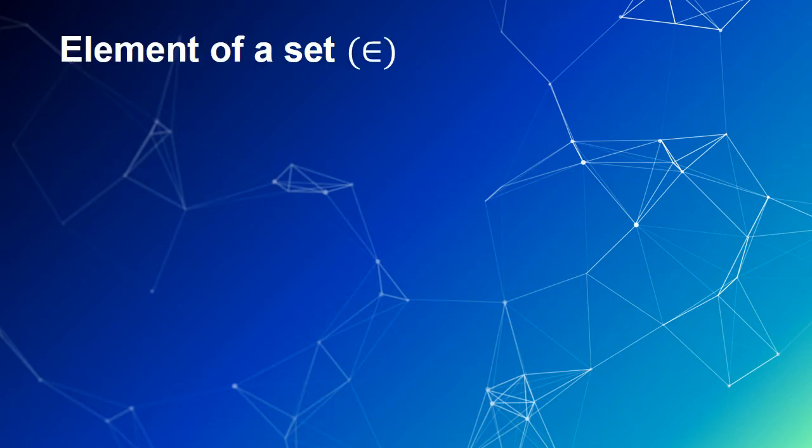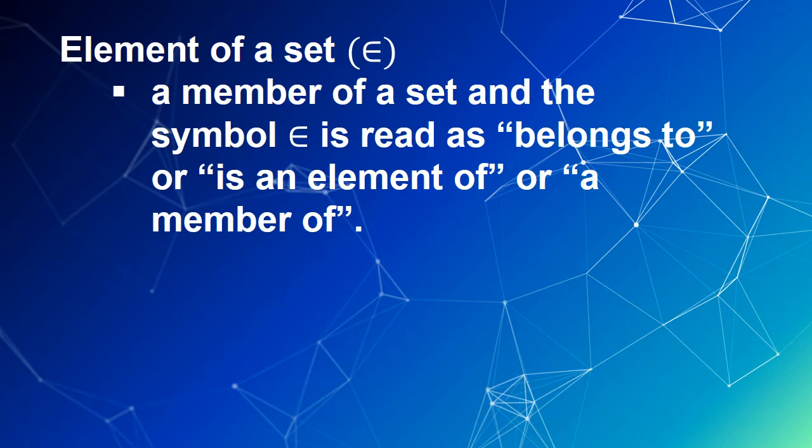So if there's a group, there are members. We call these members as the element of a set. So this is a member of a set, and the symbol is like this one. This is read as element, which means belongs to, or is an element of, or is a member of. See, if you are part of the remedial class, that remedial class is a set and you is the element. You are one of the elements.